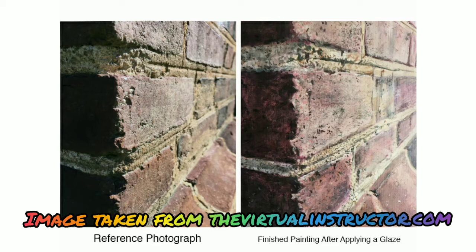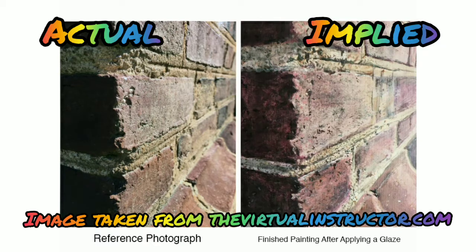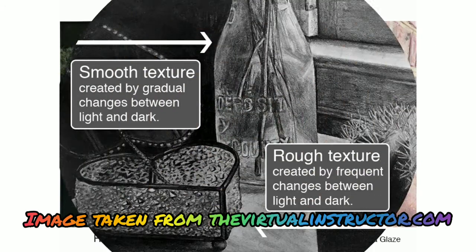Here we can see an example of actual texture sitting right next to simulated texture. You may not realize what you're looking at, but the picture on the left is a reference photograph. So that would be actual texture of brick. That's the actual wall. The picture on the right is a painting of that same wall. And so there you're seeing simulated or implied texture. It's not real texture, it's just made to look real.